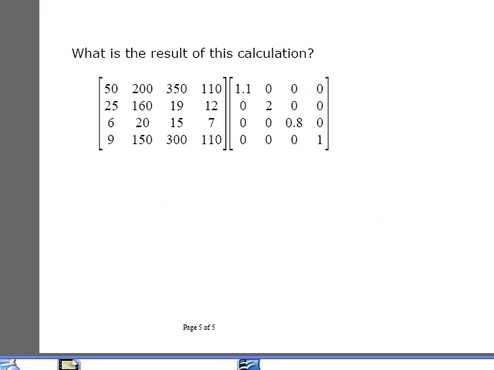Now I'm going to take the same matrices, but I'll do it in a different order. In other words, I'm going to post multiply by this matrix with entries only in the diagonal. And let's see what I get this time. Okay, so in the first case, I've got 50, 200, 350, 110 times this first column. And all it gets multiplied is the 50 times 1.1 because everything else is 0, so I get a 55.